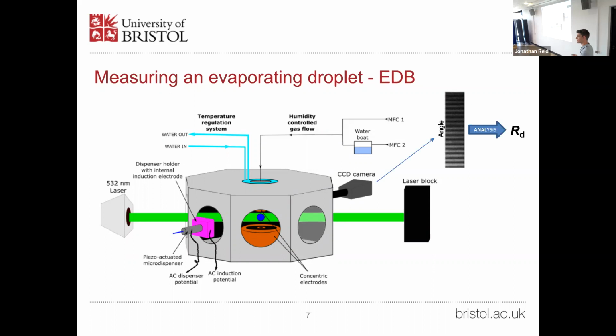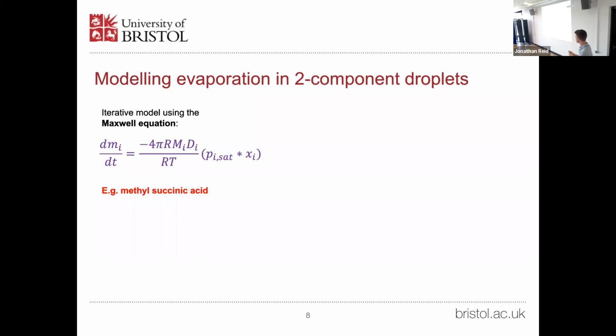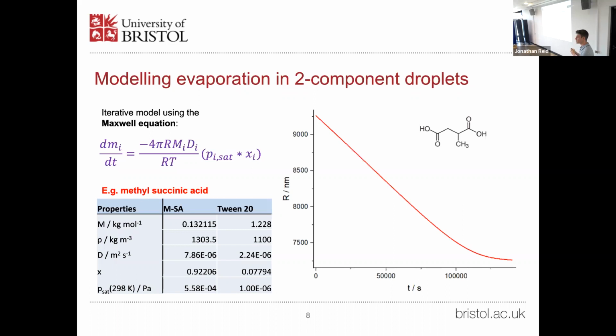Okay, now moving on to modeling evaporation in these two component systems. For this, I use an iterative, liquid-like evaporation model, which is based off of the Maxwell equation. I've just given an example here for a dicarboxylic acid called methyl succinic acid. We just have to input a bunch of properties such as the density and gas phase diffusion. And from this, we can generate a radius versus time plot.